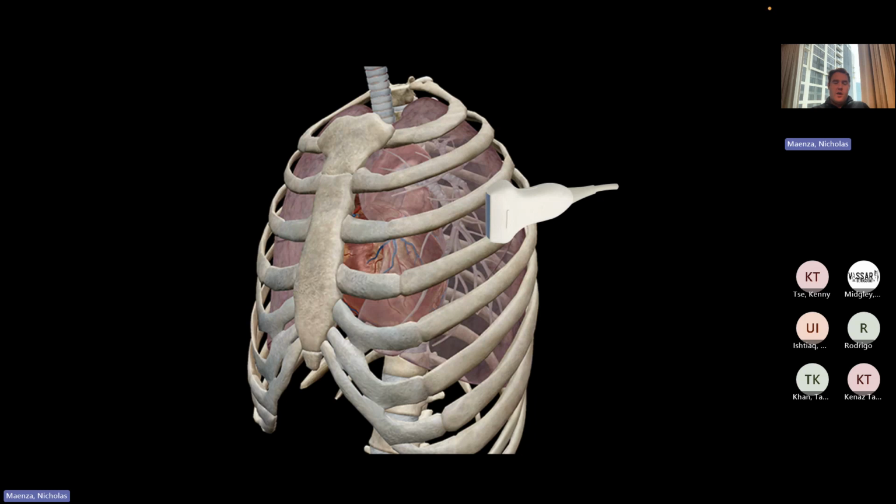So it's important we again keep the probe marker towards the head. And when we're doing the ultrasound, you want to make sure that you're getting one rib above and one rib below so that we can tell that the space in between is that visceral parietal pleura.